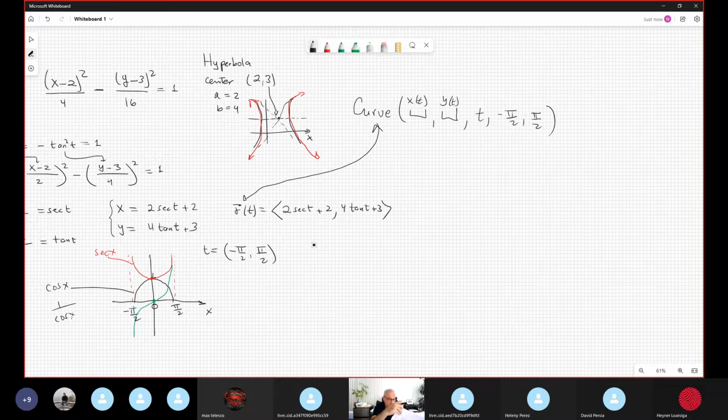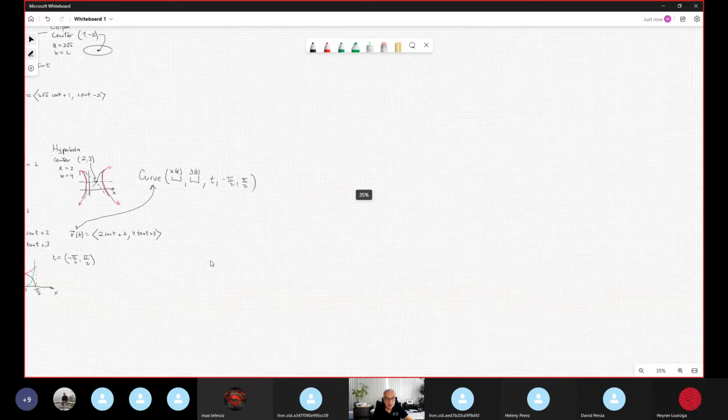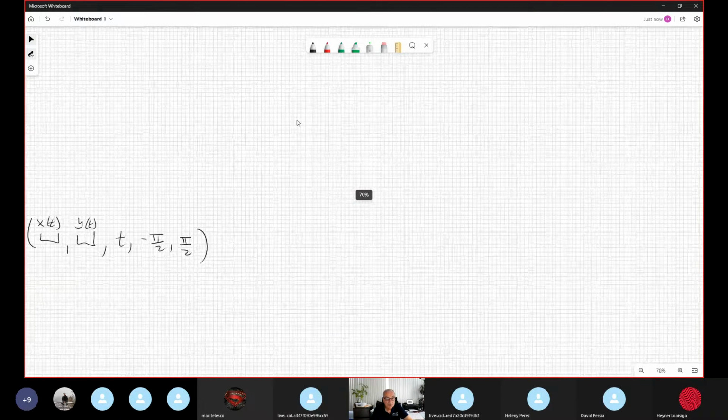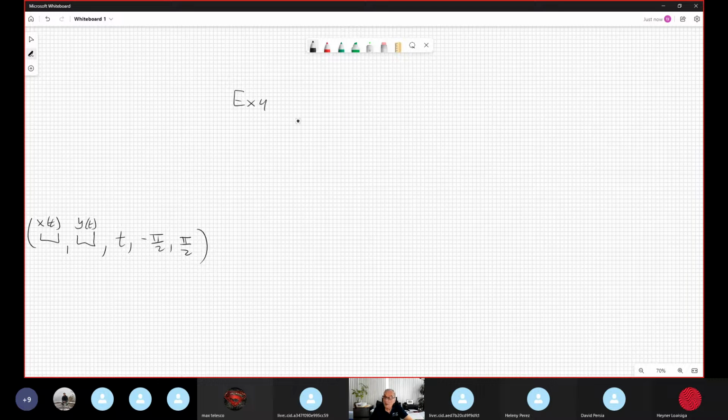Let's see one more example in 2D, and after we see an example in 3D. Example 4 in 2D is this one. Example 4 is (x minus 3) squared equal 4 (y minus 1). Whoa. I immediately recognize this curve. This is a parabola.